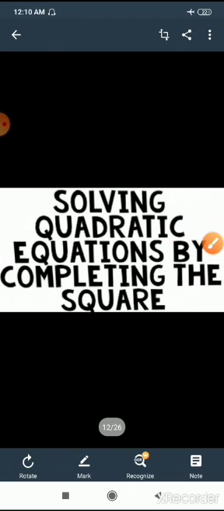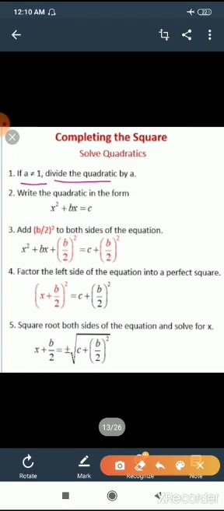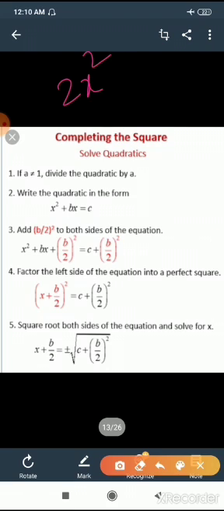Next, solving the quadratic equation by the completing the square method. Here, first of all, what are the steps involved in the completing the square method? The first step is, if a is not equal to 1, divide the quadratic equation by a. What is a here? The x square coefficient. So if the x square coefficient is not 1, if there is any numerical value in the x square coefficient, it should be made 1. For that, we need to divide all the terms of the equation by the x square coefficient.